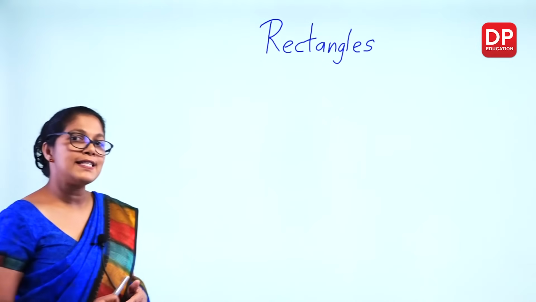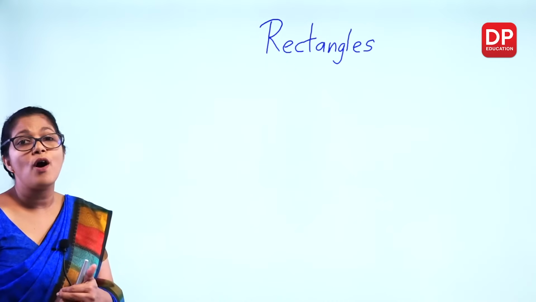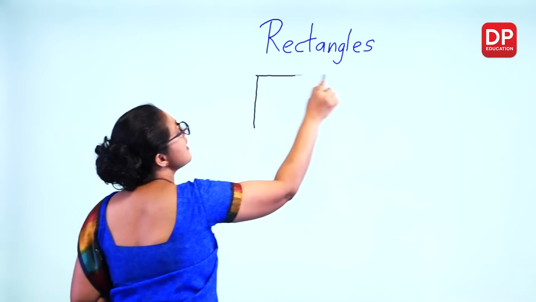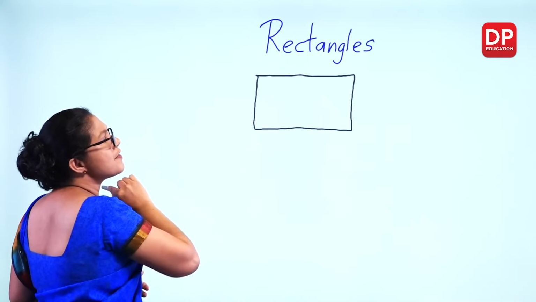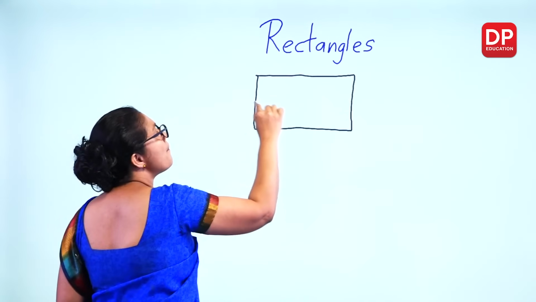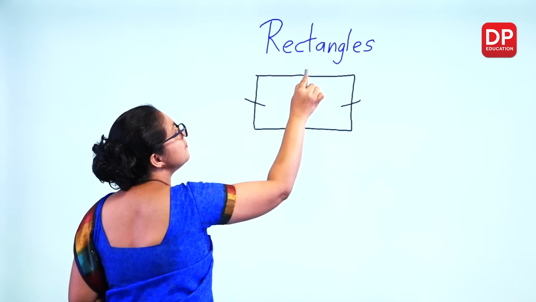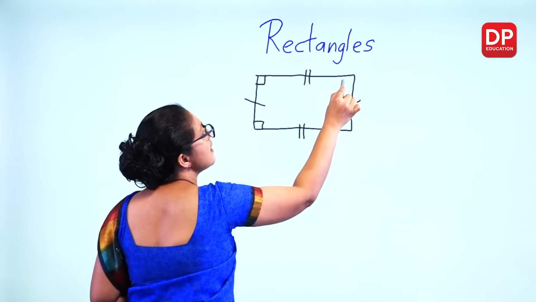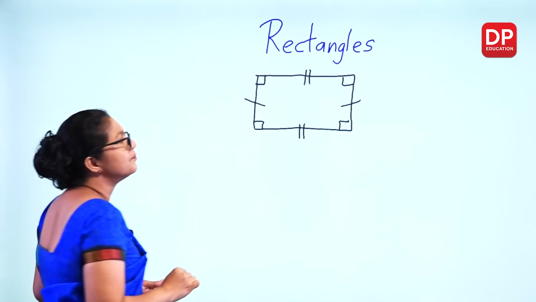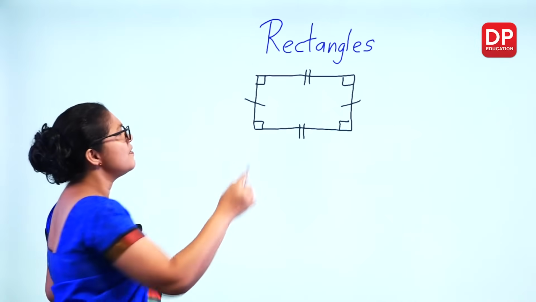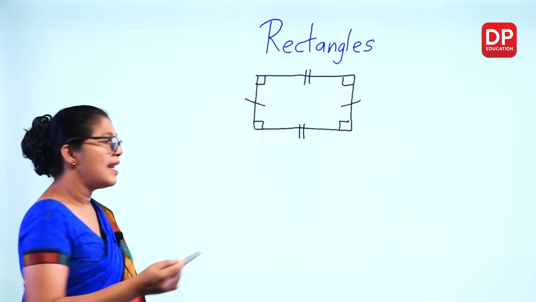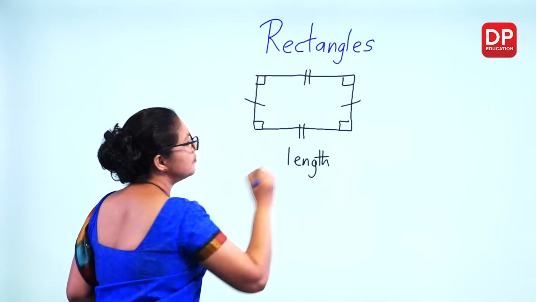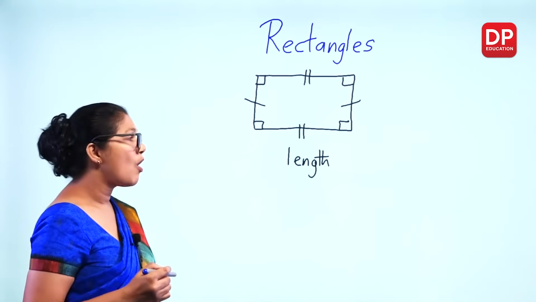So the first basic shape that you need to know is the rectangle. What is a rectangle? A rectangle is a quadrilateral with 4 sides. Opposite sides are equal and all angles are 90 degrees. Here we'll take the longer side, we call it length. What about the shorter side? We call it breadth.